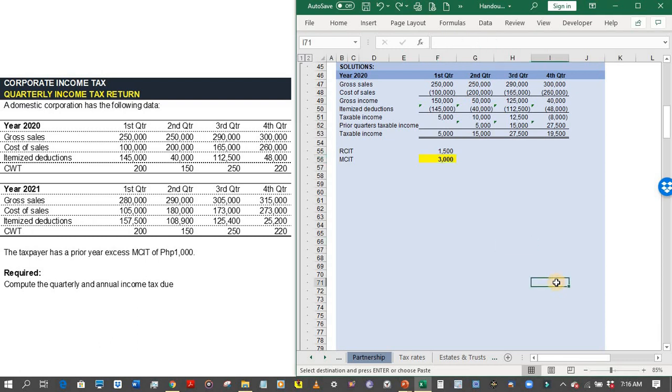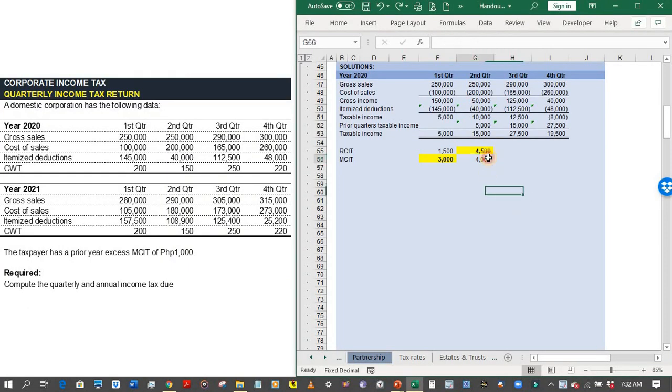So the higher amount is the amount in yellow. So that is MCIT. Then for the second quarter, our RCIT is 30% of 15,000 pesos. That is cumulative. So the cumulative RCIT is 4,500. Then, since MCIT is 2%, so the 2% of gross income is 4,000 pesos. Again, this is a cumulative MCIT. So the 4,000 MCIT is a cumulative amount, and this is based on 2% of 150,000 pesos and 50,000 pesos.